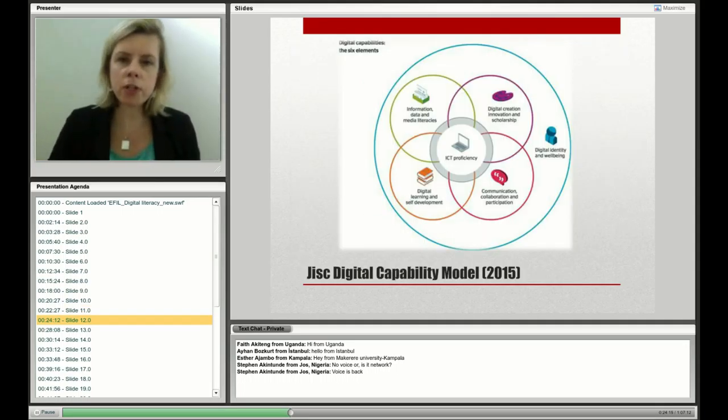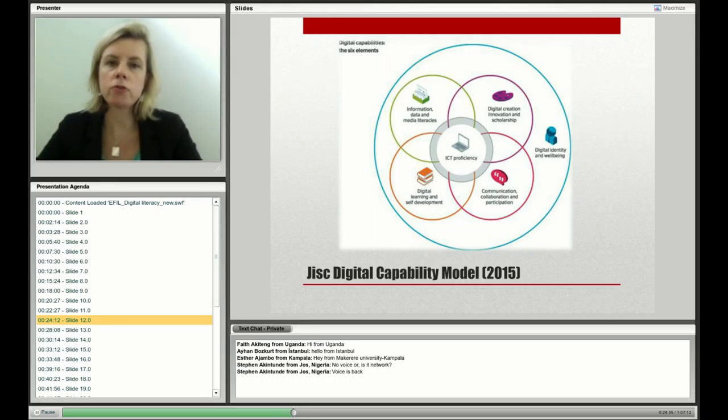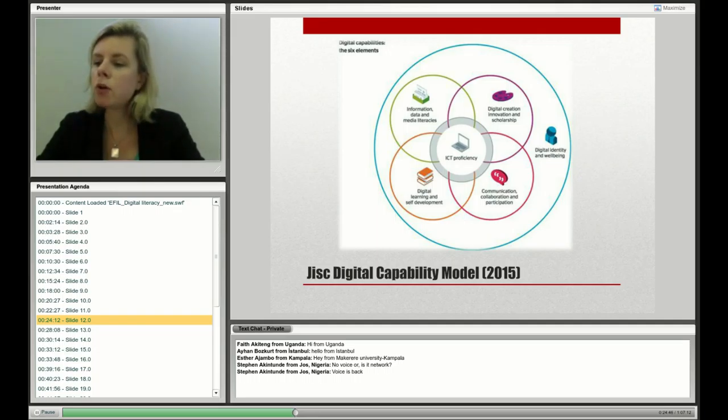This model, and I'm afraid this one is rather small, so quite difficult to see, is the latest model from JISC, who have revised what they used to call digital literacy to a digital capability model. What we see here are many different overlapping literacies. Again, apologies that the slides are quite small, but in the top left corner we actually have information, data and media literacies. We also have the whole area of functional skills, so ICT proficiency, as being something really core to this model.